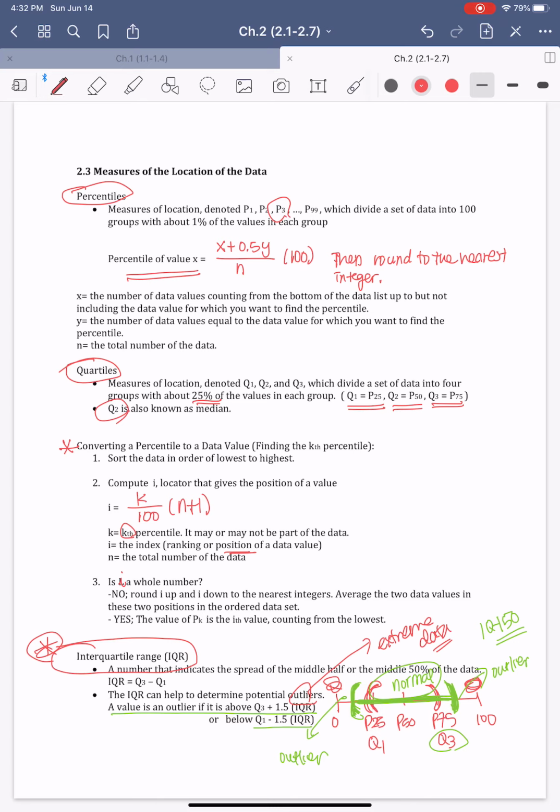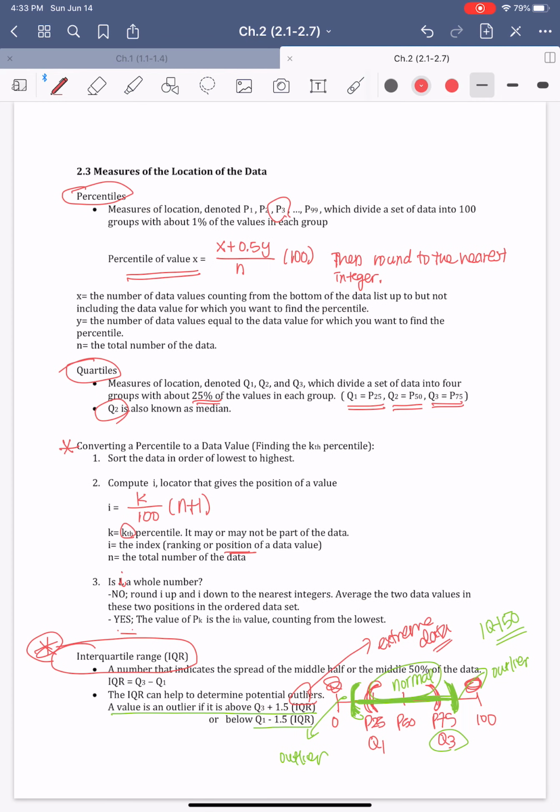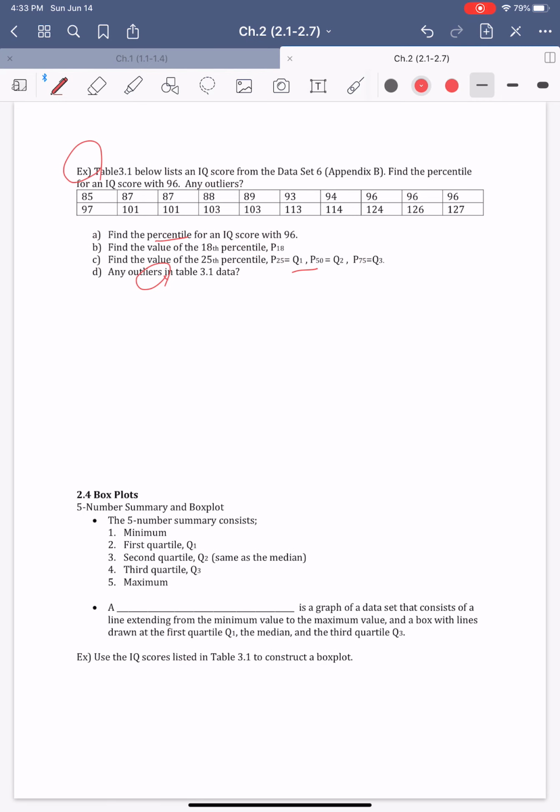If I is a whole number after you calculate it, then the kth percentile is the ith value counting from the lowest. I know this sounds really confusing. So I'm going to jump right into the exercise problem, which helps you understand all of this that we just talked about. Let's take a look at the following example.